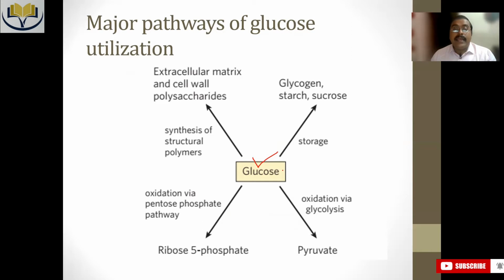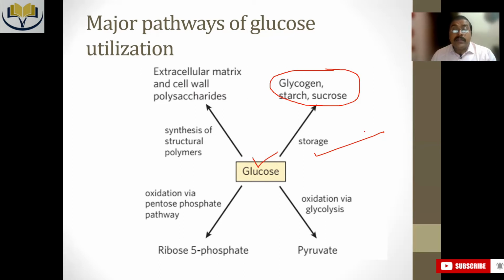Number one, it can be stored as a storage molecule like glycogen, like starch, like sucrose. Glycogen is a storage component of whom? I think you all know the answer. Glycogen is a storage component of animals. Similarly, starch is a storage component of plants.